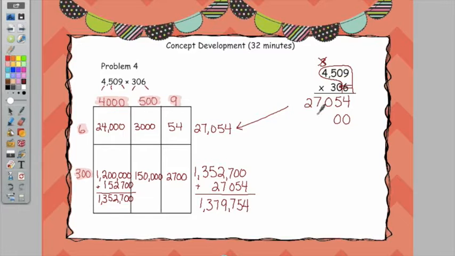So 3 times 9. I'm just going to write it. I'm not regrouping that 2. I know it's above the 0. I know I just get to write a 2. 5 times 3. 4 times 3 plus 1 more. How's that partial product? Okay.